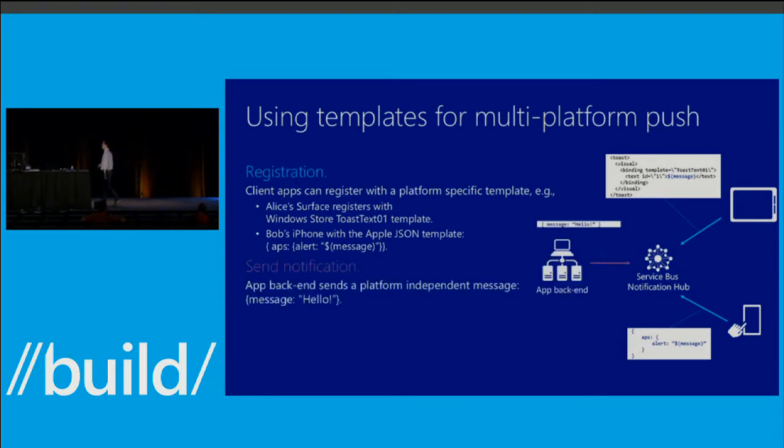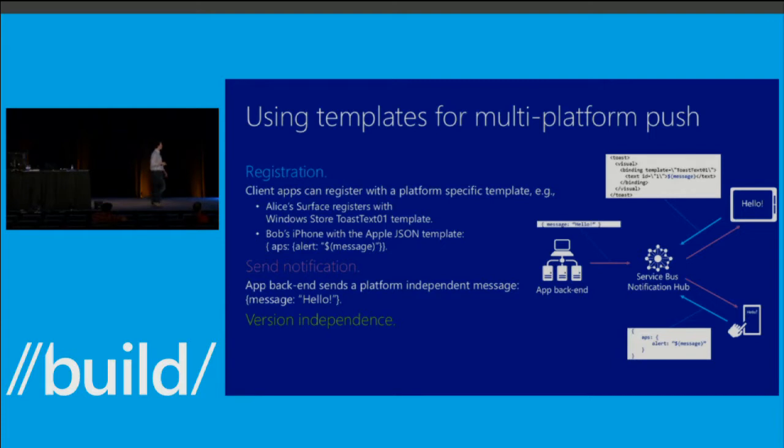What happens then is that the app backend will send one platform agnostic message, which is basically a dictionary of strings. And Service Bus will perform what is basically like the mail merge function of Word, will create individualized notifications for all the platforms, and will deliver the notification as those devices have specified.